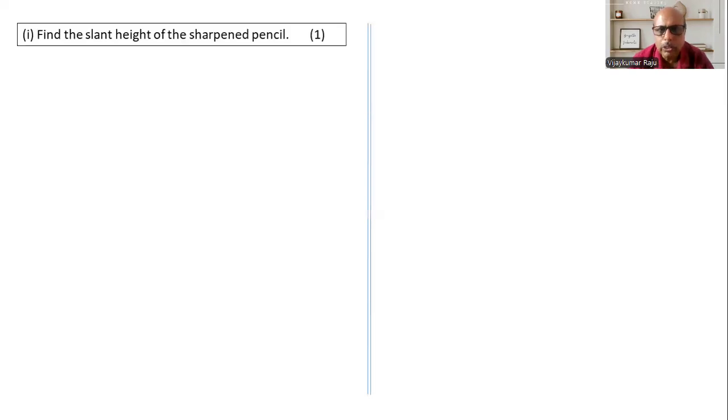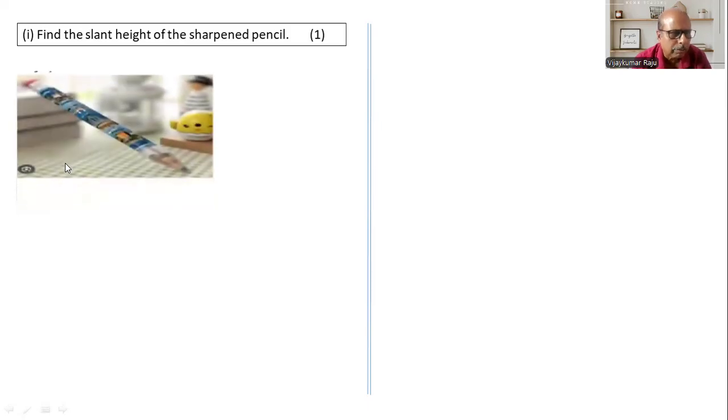Find the slant height of the sharpened pencil. What you have to calculate, you have to find the slant height. Now, how is the figure looking? Let's say, this is the pencil. Now, if you see this pencil, this part is cylindrical and this portion is conical. So if you draw on this line, let us see how it looks. See, it looks like this. So this is a cylindrical part and the front side is the conical part.